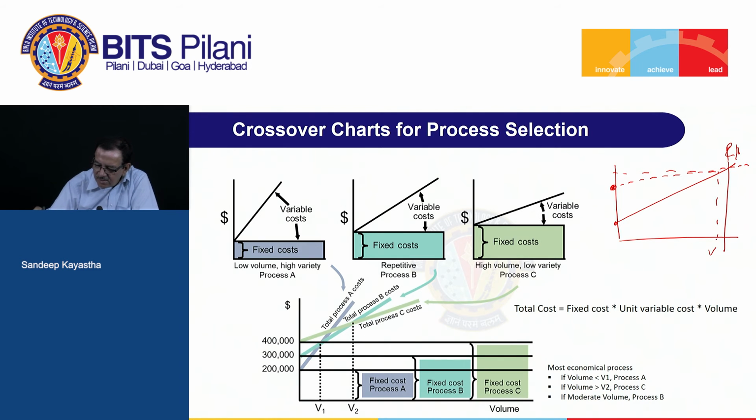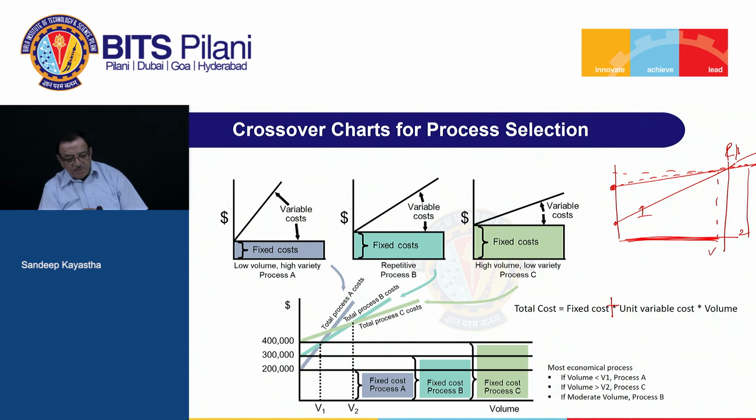So up to this volume, process 1 is economical, and beyond that, process 2 becomes economical. So the selection of the equipment gets determined by the volume.